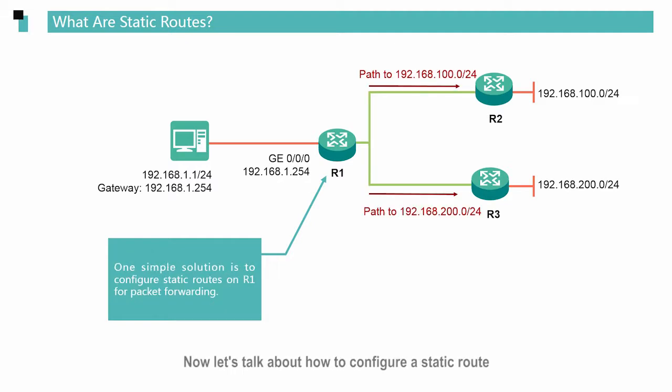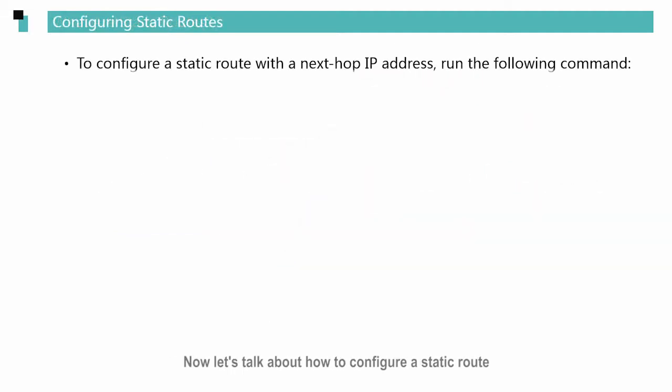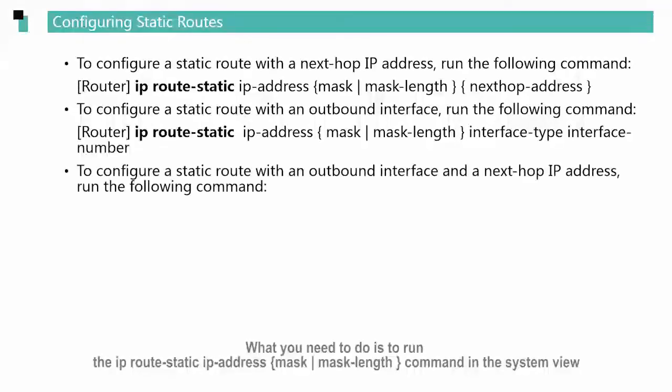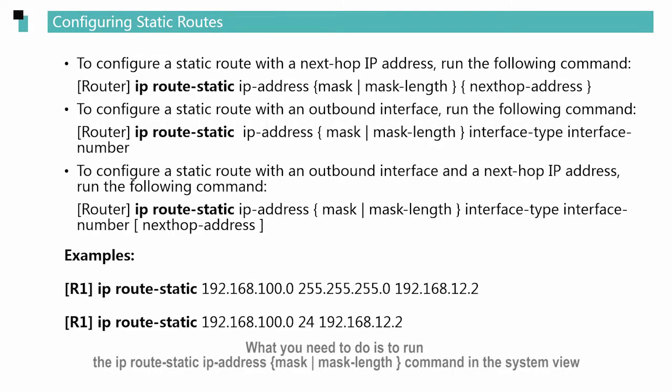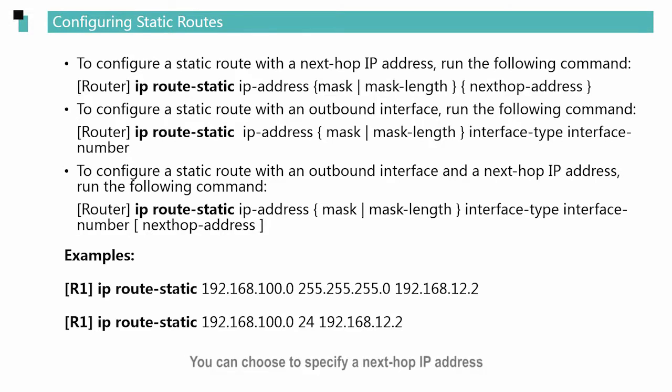Now let's talk about how to configure a static route. What you need to do is run the ip route-static ip-address mask-length command in the system view. You can choose to specify a next hop IP address, an outbound interface, or both.